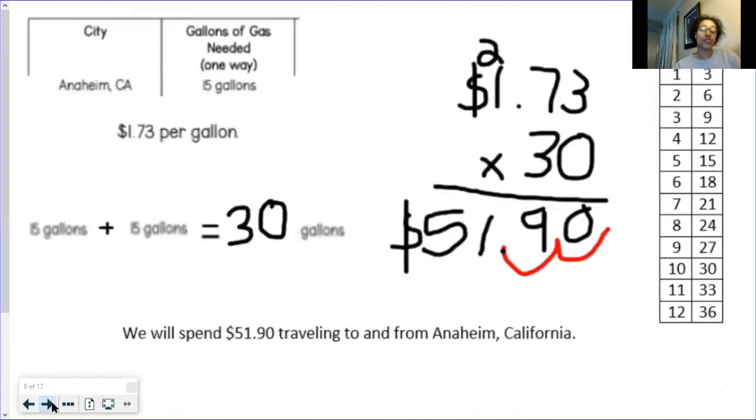You may have chosen to go to Anaheim, California. You noticed that that was much further than going to Williamsburg or staying here in Richmond, going to Doswell, not too far away. To go to Anaheim, it took us 15 gallons. If we said 15 gallons going, then that means coming back, it was 15 gallons coming back. So 15 gallons plus 15 gallons gave us 30 gallons.